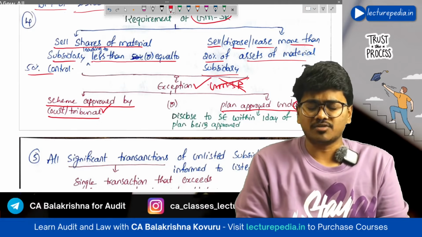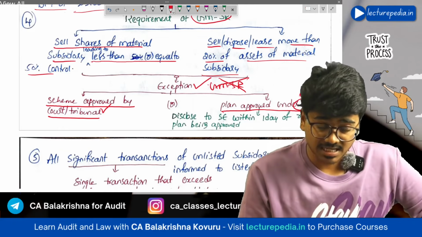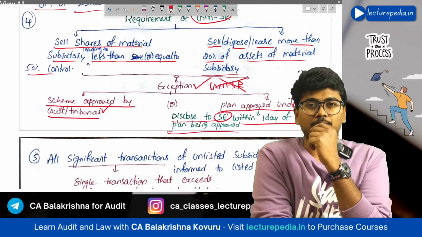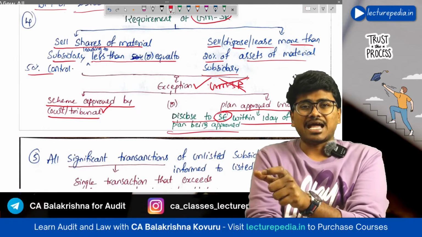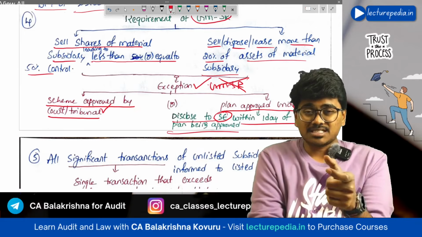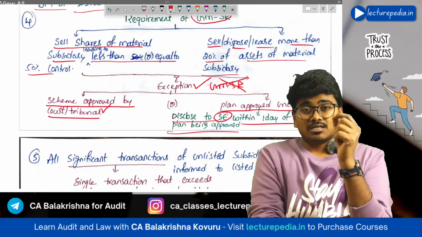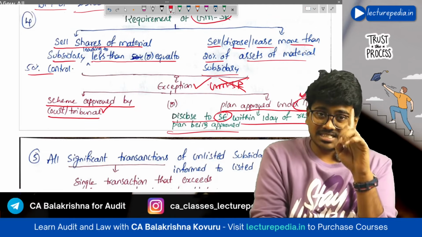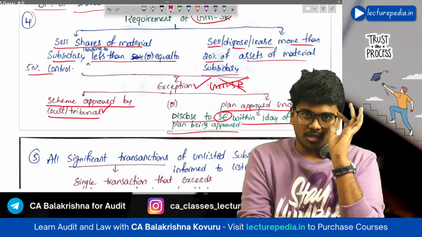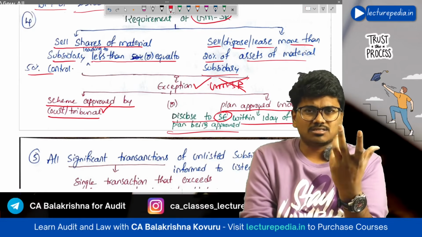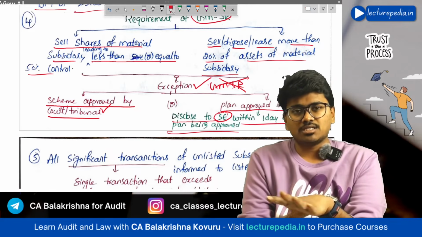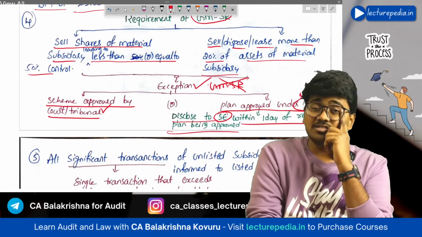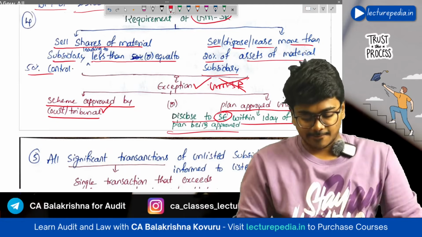And if the plan is approved under IBC, you need to disclose to the stock exchange within 1 day of the resolution being approved. If the resolution plan gets approved in IBC, then the fact that the resolution plan has been approved needs to be intimated to the stock exchange within 1 day of such approval. What is this resolution plan? What is this IBC? If you already know it, it is fine. If you don't know it, I'll explain them while discussing Insolvency Bankruptcy Code.